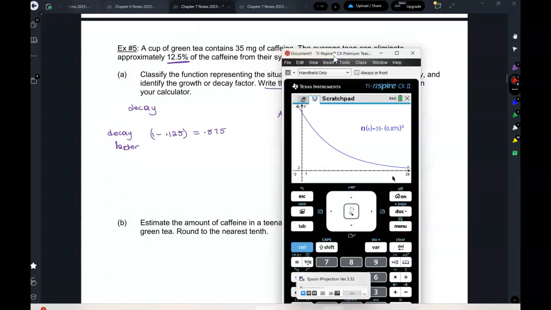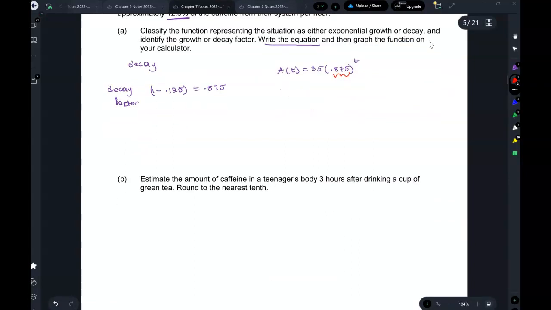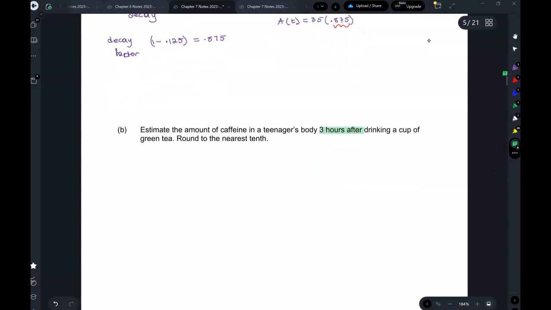So now that we graphed it, well, isn't that math though? Estimate the amount of caffeine in the teenager's body 3 hours after drinking a cup. So now take a look. This is A of 3. We're really going to hone in on the notation this semester. A of 3. This is 35 times 0.875 to the power of 3.